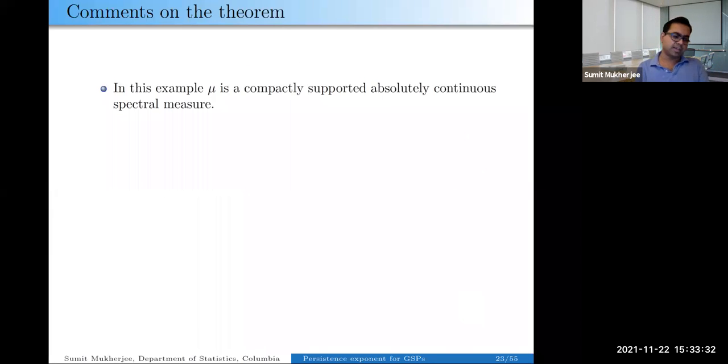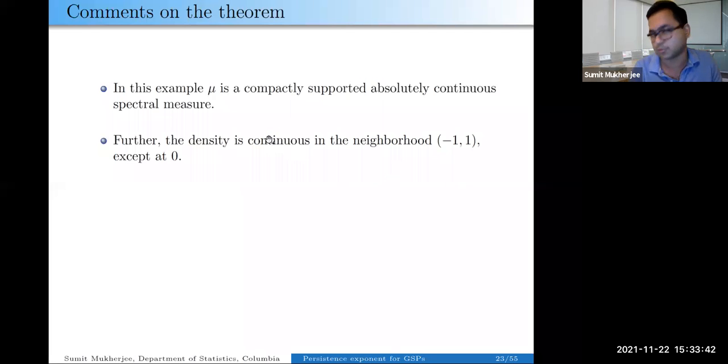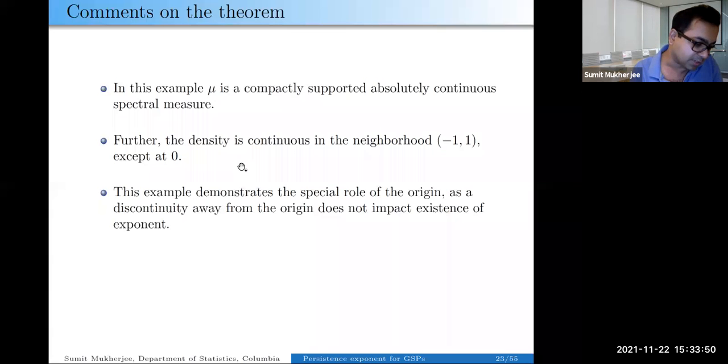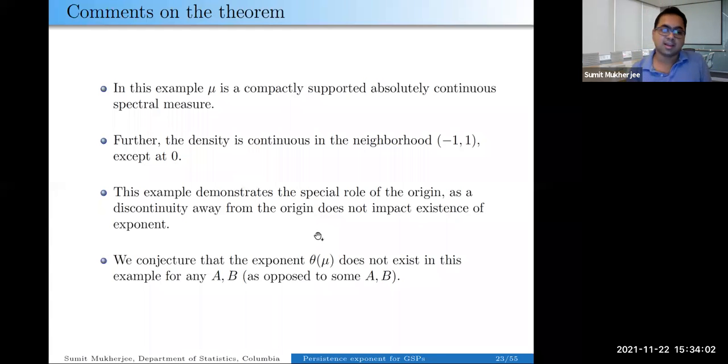And just to expand a bit on the example, the last example was a compactly supported measure, and it's absolutely continuous. So there is no problem with A1 holding, right? Because it's compactly supported, the density is continuous everywhere except at zero. So this demonstrates the special role of the origin. Discontinuity away from zero is fine. You can have as many discontinuities as you like. Here there's one, but you can have more. But for discontinuity at zero, you have to be more careful. And like I said, we conjecture that the exponent never exists for any A and B, as opposed to some A and B.